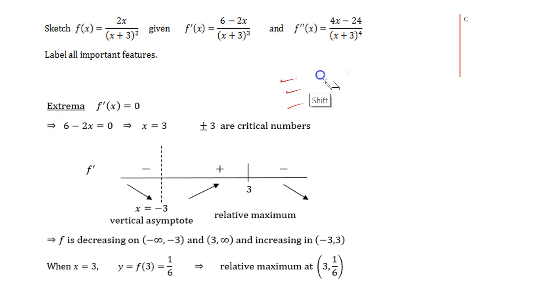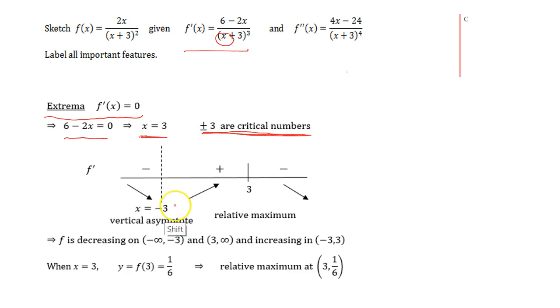So the first thing I do is I'm going to find extrema. So I set the first derivative equals 0 and solve for x. So this term here equals 0. You look at the numerator, 6 minus 2x equals 0, x equals 3. And you notice that negative 3 right here would make this thing undefined. So plus and minus 3 are critical numbers.